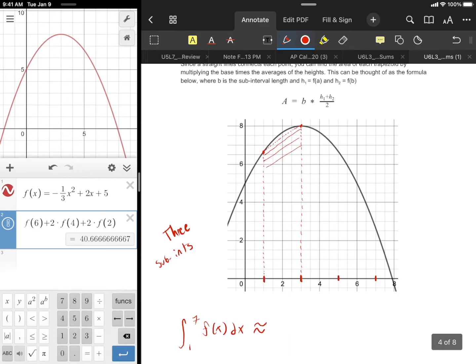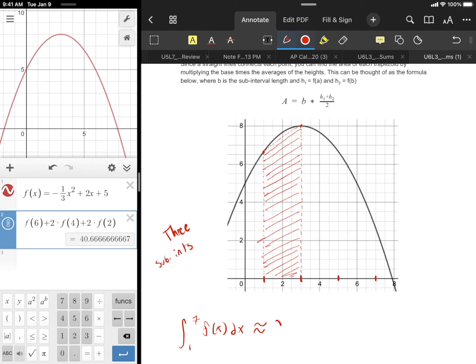We know how to calculate a trapezoid's area. If we take the base of 2 times the average of the two heights, that will give us the area of that trapezoid, right? Because you're basically saying, okay, well, it's halfway between this rectangle and this rectangle, right? Because that trapezoid area is exactly halfway between, so you're basically averaging the areas of those two rectangles that you can imagine there.